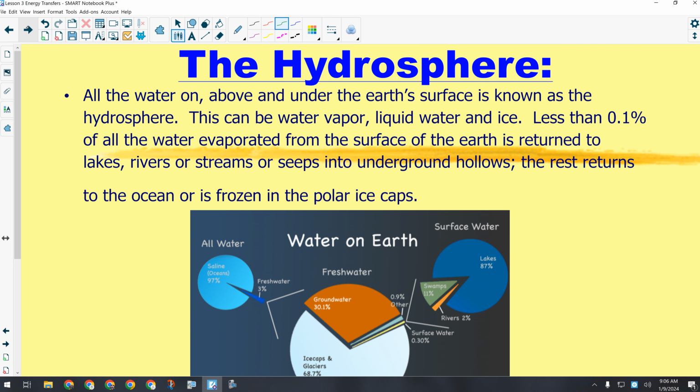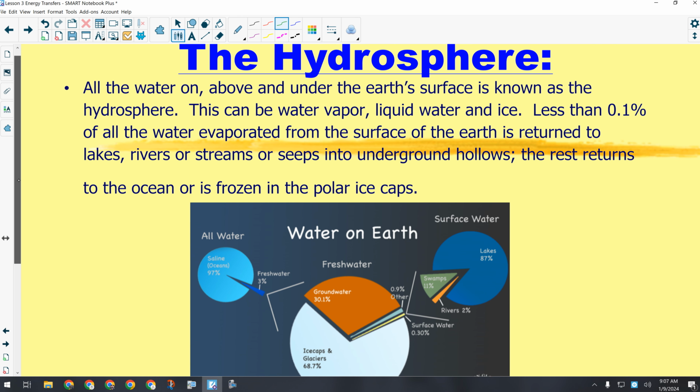Okay, so that's the atmosphere. We talked about its role. Now the hydrosphere, that is all the water on, above, and under the Earth's surface. It can be water vapor, it can be liquid water, it can be ice. Less than 0.1% of all the water evaporated from the surface of the Earth is returned to the area it actually comes from. The rest returns to the ocean via rivers, or falls as snow and is trapped basically in an ice cap or a glacier or something like that.